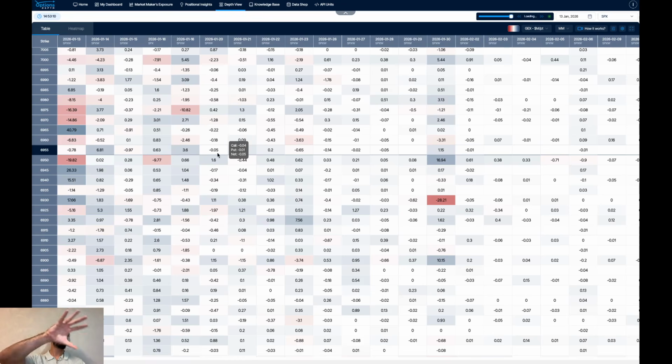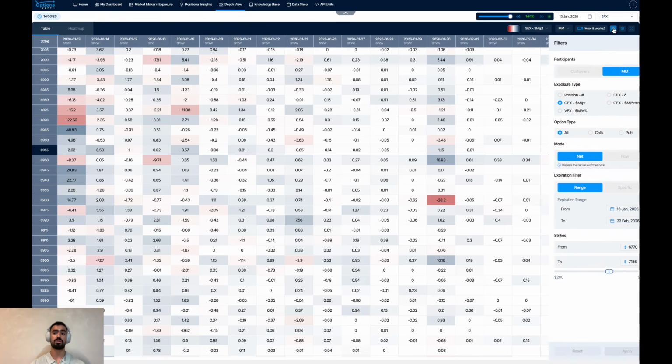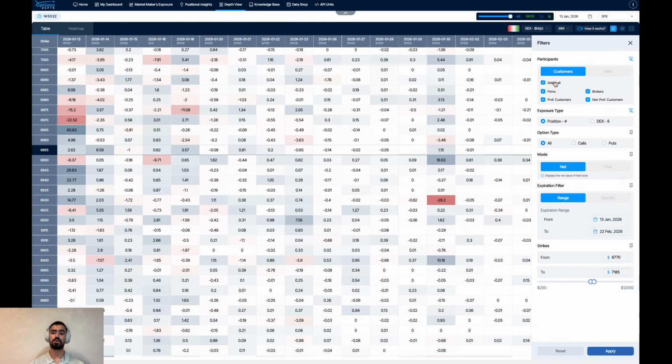So this is just for understanding the hedging dynamics. We look at the second order Greeks and the positioning of market makers. If you want to understand how people are moving their money, that's something I like to do with DepthView. You flip it to customers, you select all, but that's not within the scope of today's presentation. I'm just going to show you because I get these questions a lot.